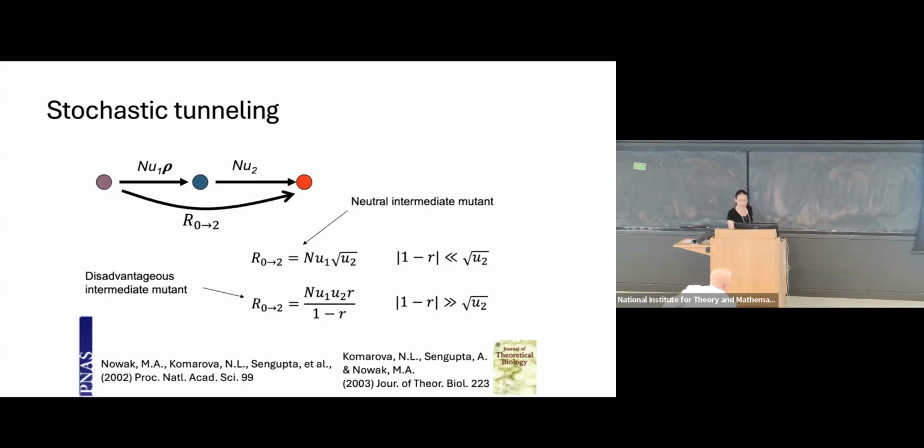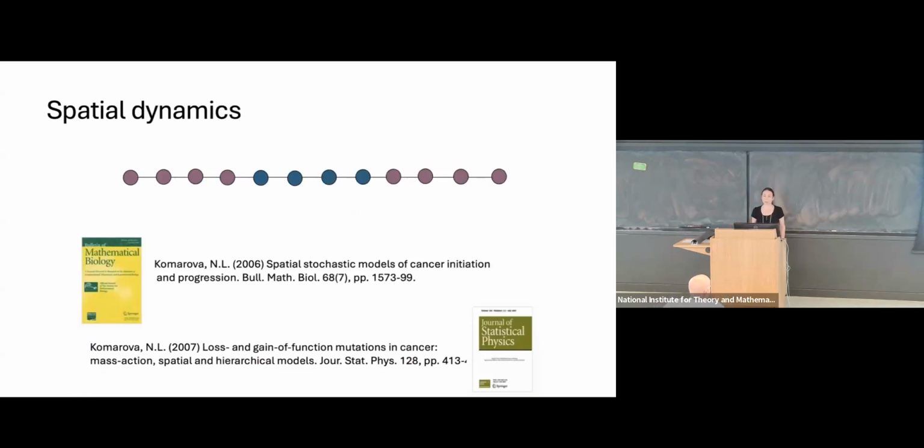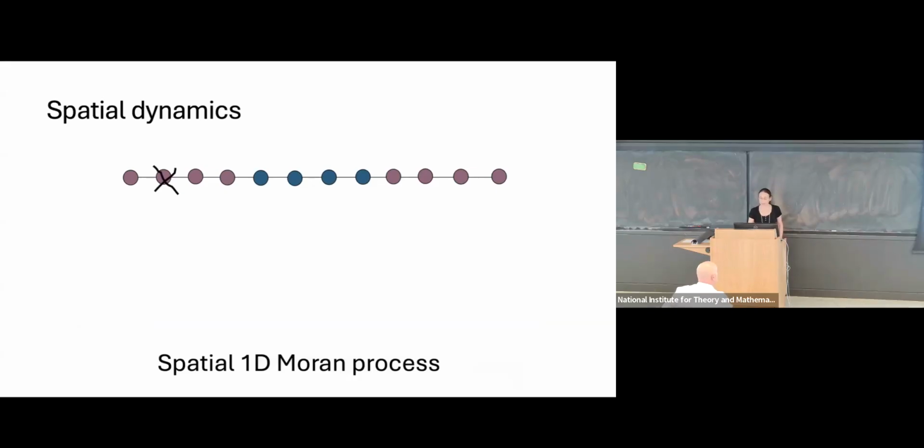And now let's go to a spatial model. And this is 1D space. Again, a Moran process, where now, if somebody dies, this spot can be only replaced from one of the neighbors. So it goes like this.